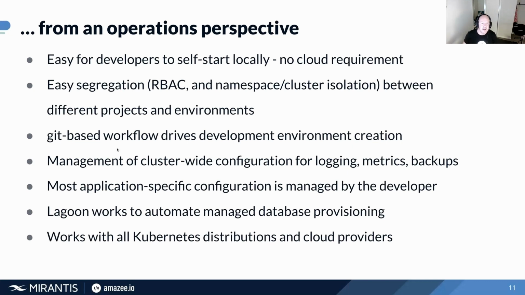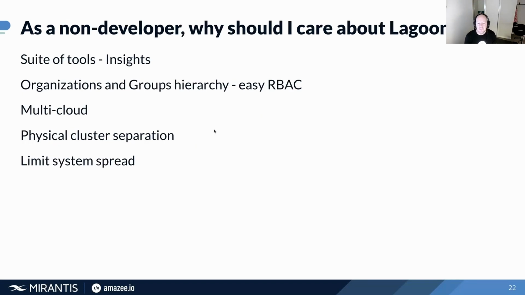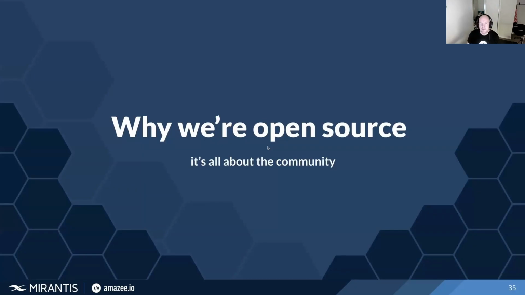From an operations perspective, this reliance on Docker and Docker Compose allows developers to self-start locally. So if they've got a template, if they're working on an existing project, they can just pull it down from Git to their local machine and they should be up and running straight away. I can't say it enough times. Having to avoid developers knowing about Kubernetes is a really big thing. So Lagoon's got a full suite of tools called Insights, and it's got some really nice functionality around managing organizations and groups.